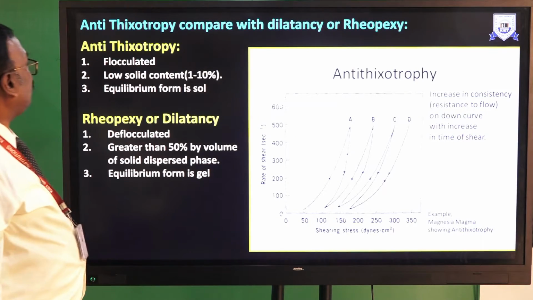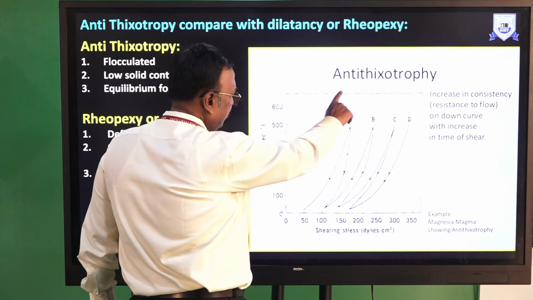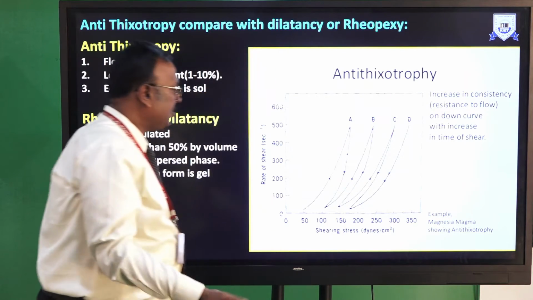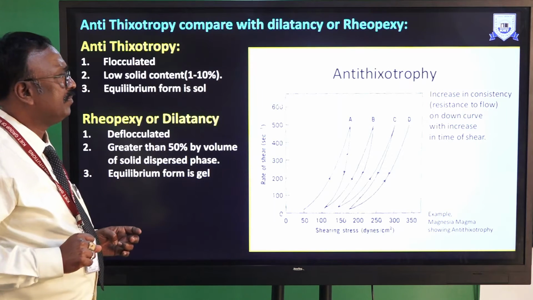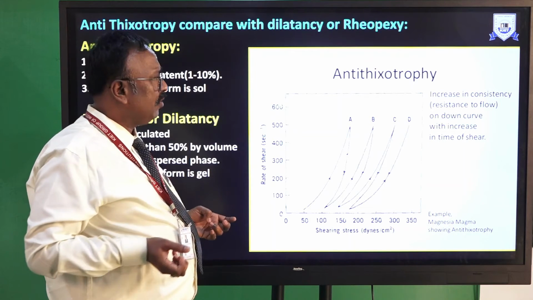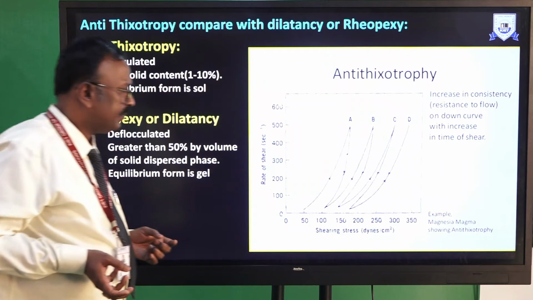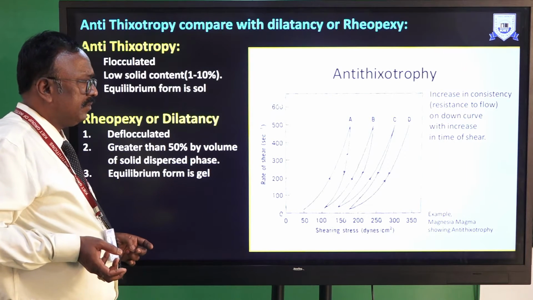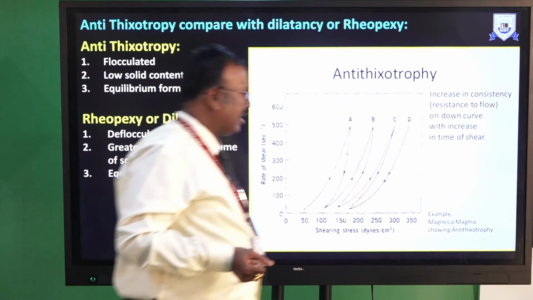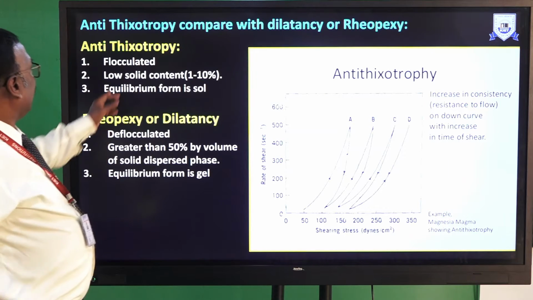Then diagrammatically we can see here the rate of shear increasing, again decreasing, increasing, decreasing, increasing, decreasing. That means several times we apply the stress. There is an increase in the consistency, resistance to flow on the down curve, with increase in time of shear. This type of behavior in magnesia magma is anti-thixotropy.